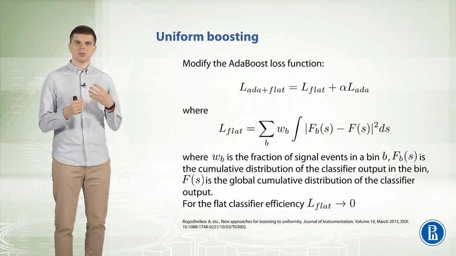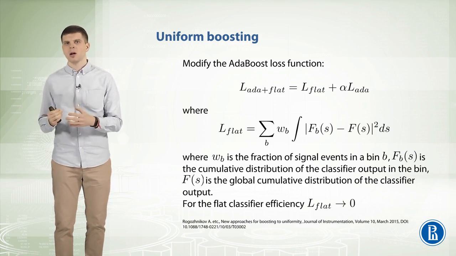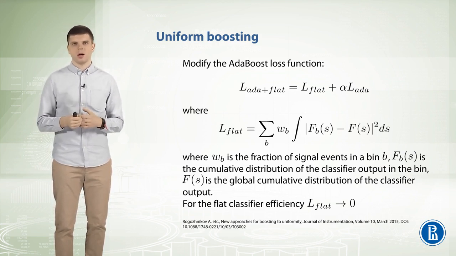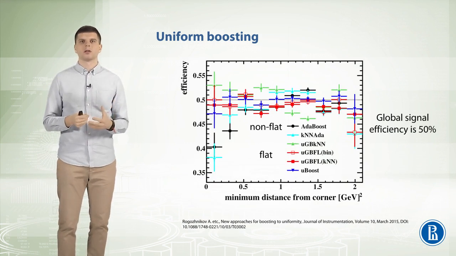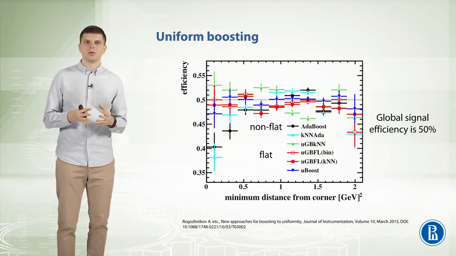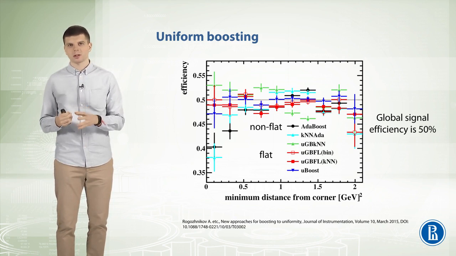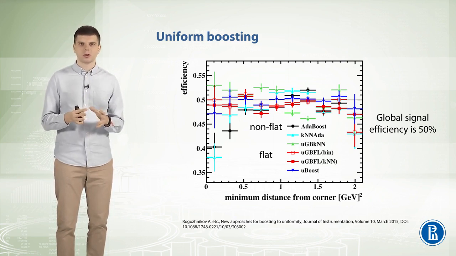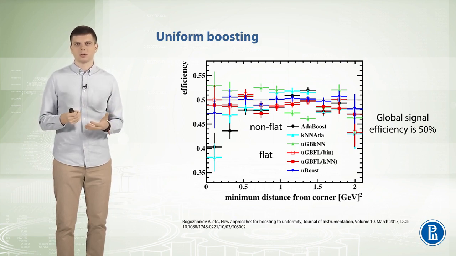This is just one possible modification of the loss function described in the original paper provided at the bottom of the slide. Consider the results of these modifications. The figure on the slide is provided by the original paper. It demonstrates dependencies of signal efficiency on a selected feature, minimum distance from the corner in our case, for several classifiers for the same global efficiency of 50%. This global efficiency is illustrated as a gray line.